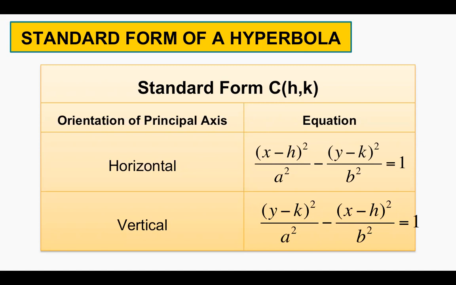If the orientation of the principal axis is horizontal, then the equation of the hyperbola is given as the quantity x minus h squared over a squared minus the quantity y minus k squared over b squared is equal to 1. And if the orientation of the principal axis is vertical, then the given equation is the quantity y minus k squared over a squared minus the quantity x minus h squared over b squared is equal to 1.